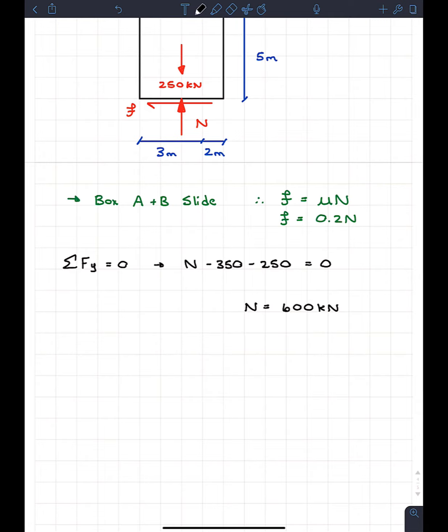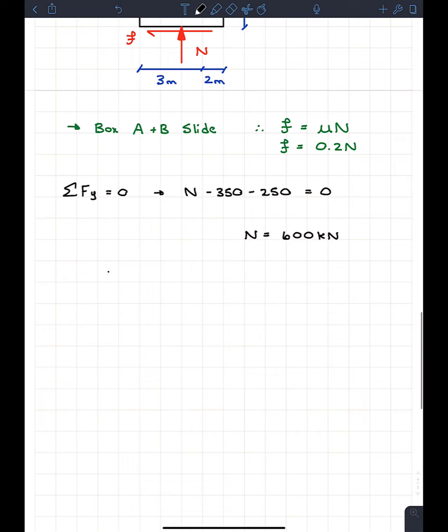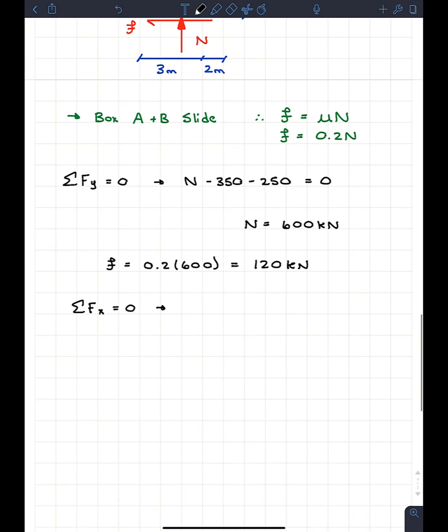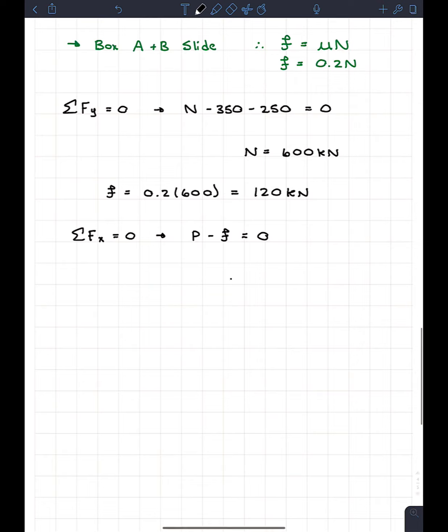Okay, well that's not bad because now we can throw that into our friction formula to find the friction. So our friction is going to be equal to 0.2 times the 600. And when we do that, we get that the friction is equal to 120 kilonewtons. And when we go sum of the forces in x is equal to 0, it's the same as before. We get that the force we apply, P, minus F, the friction, is equal to 0. So if this is the case, our P force is actually equal to F. So therefore we can say P is equal to 120 kilonewtons.